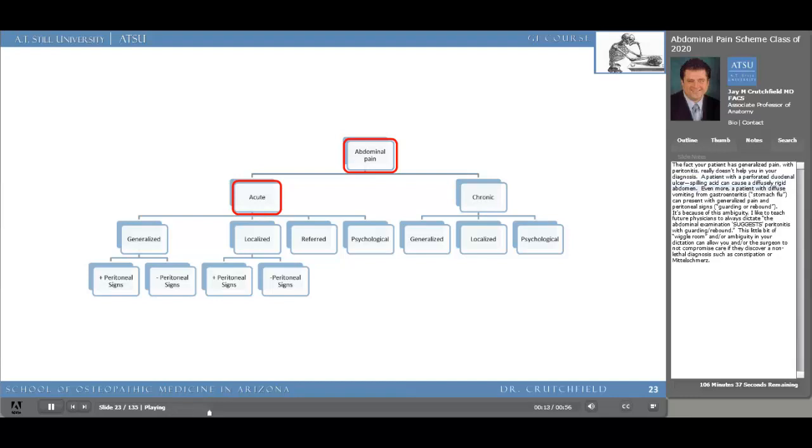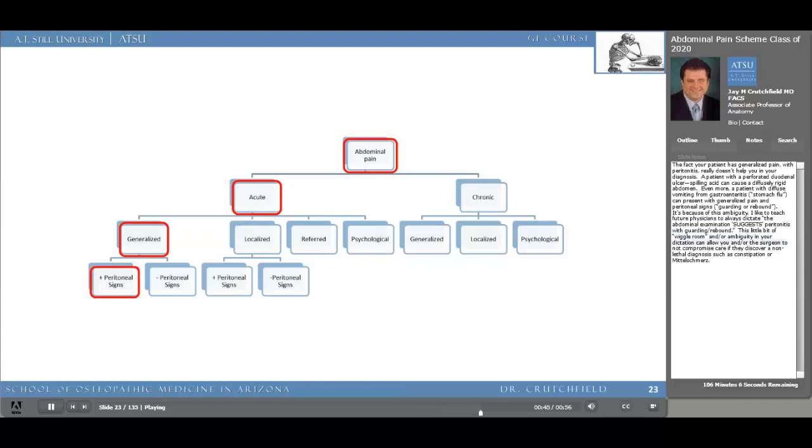It's because of this ambiguity that I like to teach future physicians to always dictate, quote, the abdominal examination suggests peritonitis with guarding or rebound, end quote. This little bit of wiggle room and or ambiguity in your dictation can allow you and or the surgeon to not compromise care if they discover a non-lethal diagnosis such as constipation or Mittelschmerz.